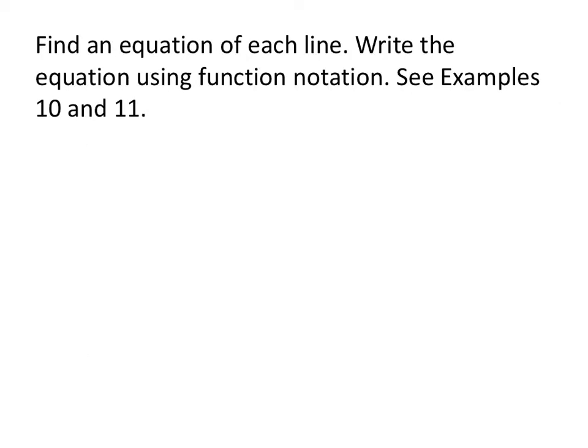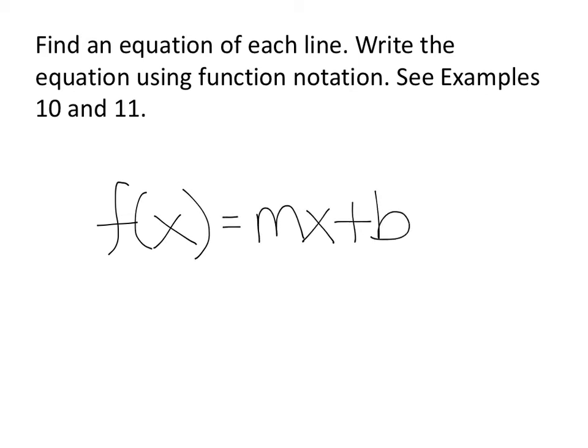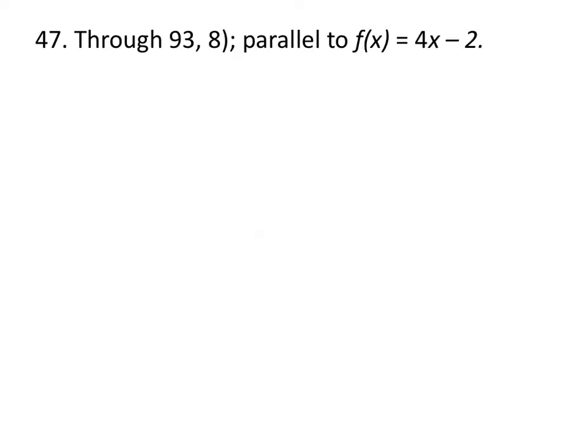Okay, find an equation of each line. Write the equation using function notation. Remember, function notation of f of x is equal to mx plus b. Same as slope-intercept, but instead of y, it's f of x. Number 47 says through the point (3, 8), and parallel to f of x equals 4x minus 2.